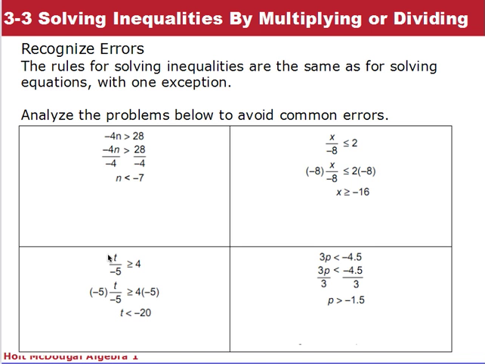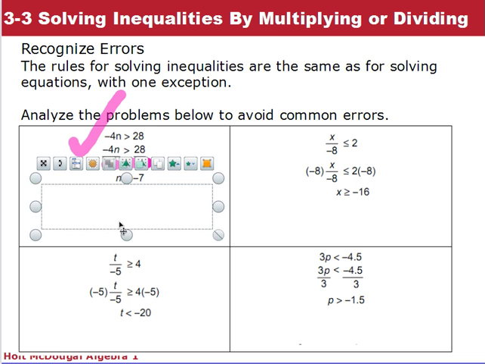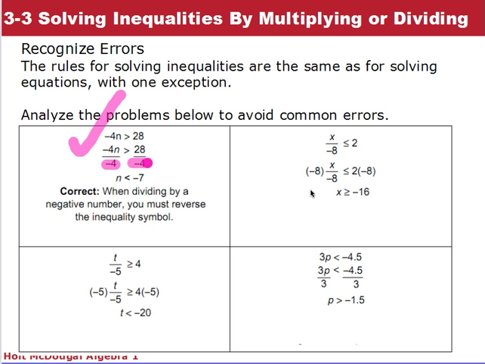Before you do your check it outs, let's look at some for these problems, see if there are any common errors in here, and make sure you avoid them. The first one we're going to look at is negative 4n is greater than 28. So we have to divide both sides by negative 4, leaving us with the n on the left and negative 7 on the right, and our inequality flipped. So with this one, this is correct.